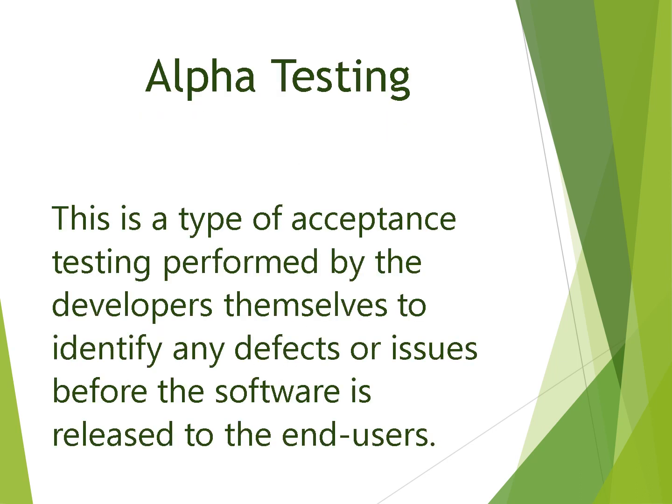Friends, alpha testing. This is a type of acceptance testing performed by the developers and testers of the company in which the application has been developed. The developers themselves test to identify any defects or issues before the software is released to the end user. They perform one set of testing. This is called alpha testing. This testing can also be said to be the final testing in the company in which the application has been developed.